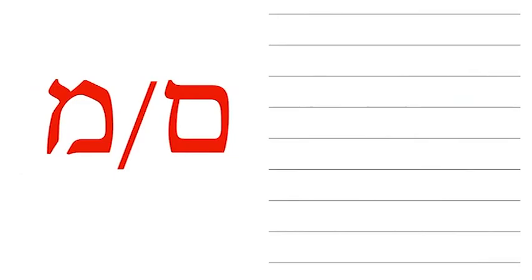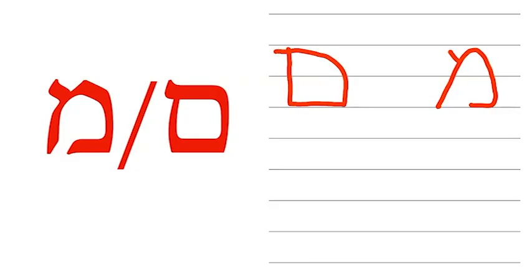Mem. The regular mem looks like that wave with the surfer. The final mem is more square. So we're going to come down, over, and back up. That mimics the final form we see on the printed page. Once again, it's a little tough. We're going to do down, over, and up. That's the final form of the mem.